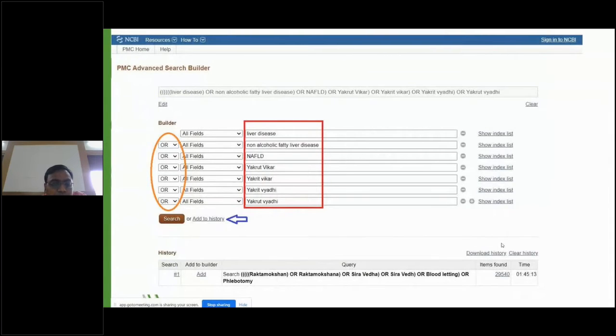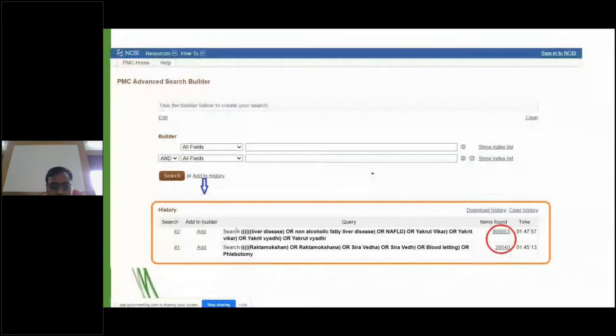It means liver disease or fatty liver disease or NAFLD or Yakrit Vikar or so on. Then again, you have to press add to history. You get the second arm of your research. So in search 2, we get 9,95,603 articles related to the liver. But I want the articles having both the terms. It means I want the Raktamokshan, Siravedha related articles on liver diseases.